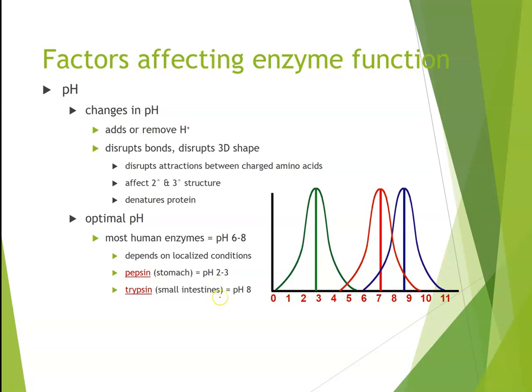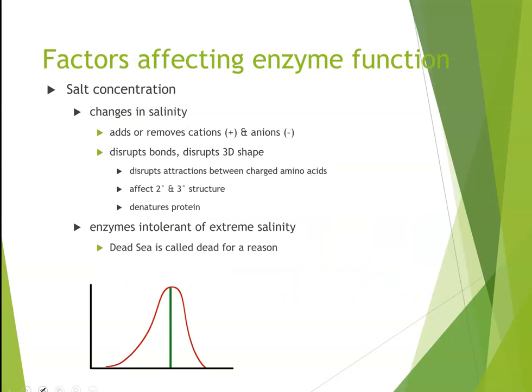And then in our small intestines, it's actually a basic environment to counteract the acidity from our stomach. So trypsin is an enzyme that's in our small intestines, and that one has an optimum pH around 8 or so. So you can see that each one has a very narrow range of where it works best.